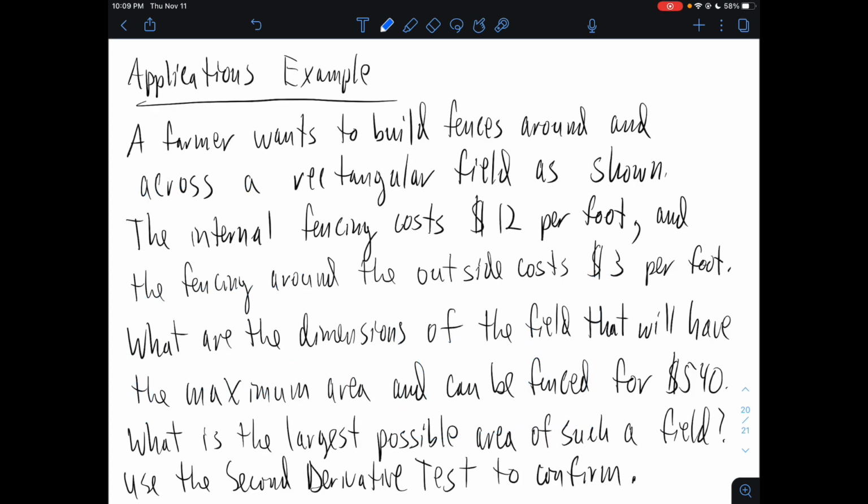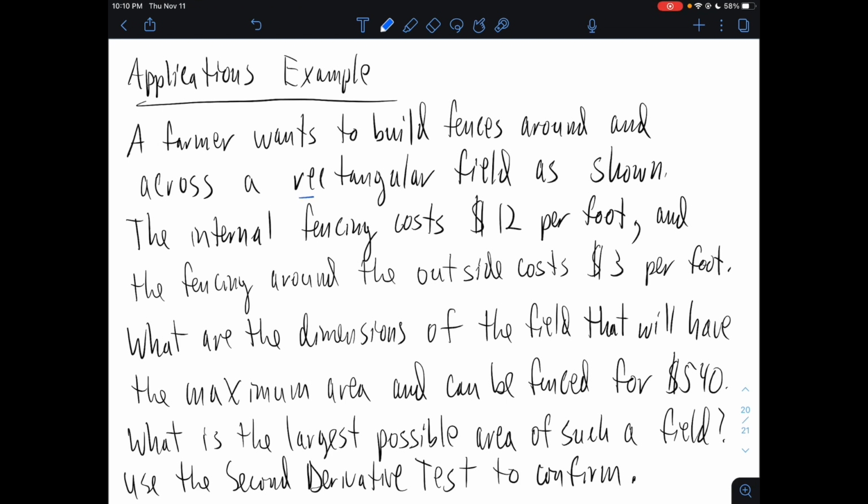And then an example from the last section that we covered before this exam, applications of max and min. I took this from the offline homework that's in the back of your course packet. A farmer wants to build fences around and across a rectangular field. As shown, the internal fencing costs $12 per foot, and the fencing around the outside costs $3 per foot. What are the dimensions of the field that will have the maximum area and can be fenced for $540? What is the largest possible area of such a field? Use the second derivative test to confirm.